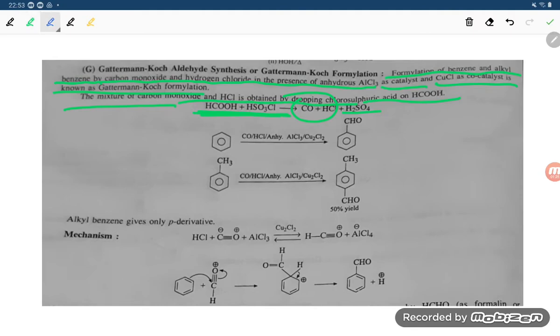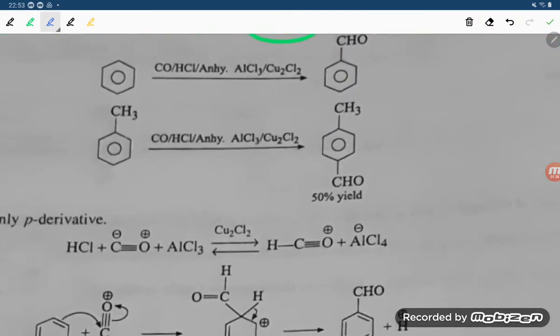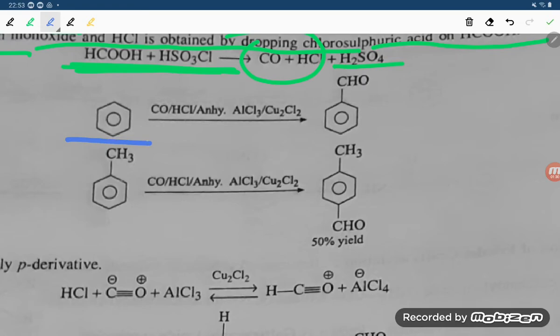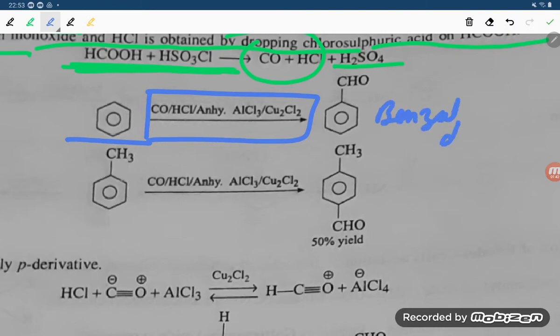So dear student, you see here we are having the benzene. This is the benzene and it is reacting with carbon monoxide, HCl and anhydrous AlCl3 and Cu2Cl2 as a catalyst. So benzaldehyde is forming. This is the benzaldehyde.